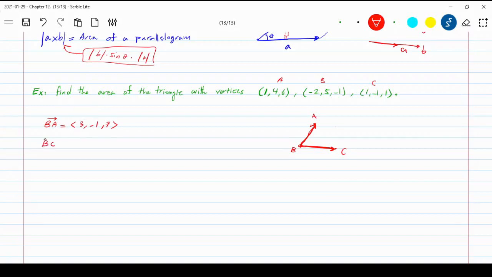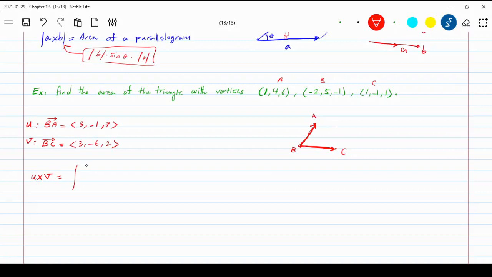Similarly, you can do B, C, and that gives us the vector C minus B, so it would be 1 minus minus 2 again, 3. Negative 1 minus 5 would be negative 6, and 1 minus minus 1 would be 2. So what do I need to know? If you call these vectors u and v, I just need to find u cross v and find the magnitude of that. So first let's find u cross v.